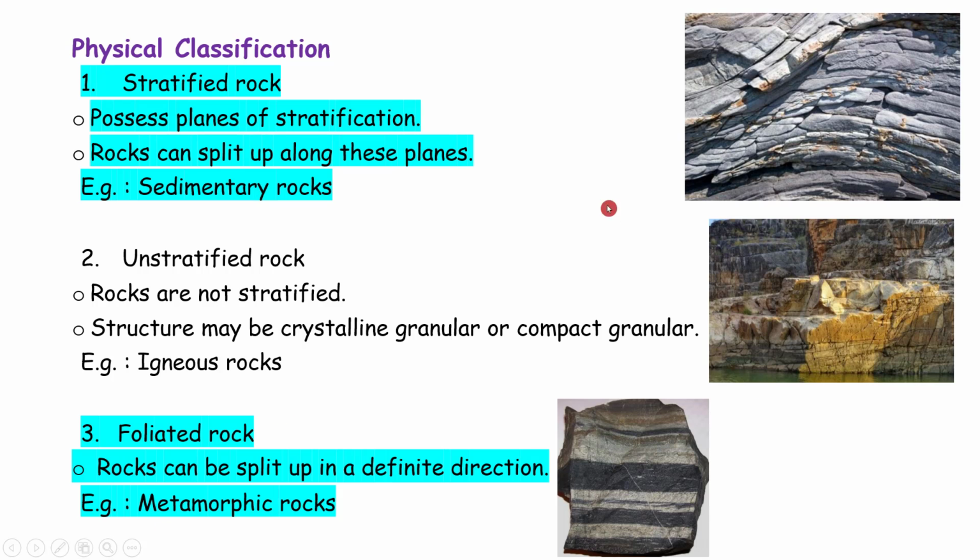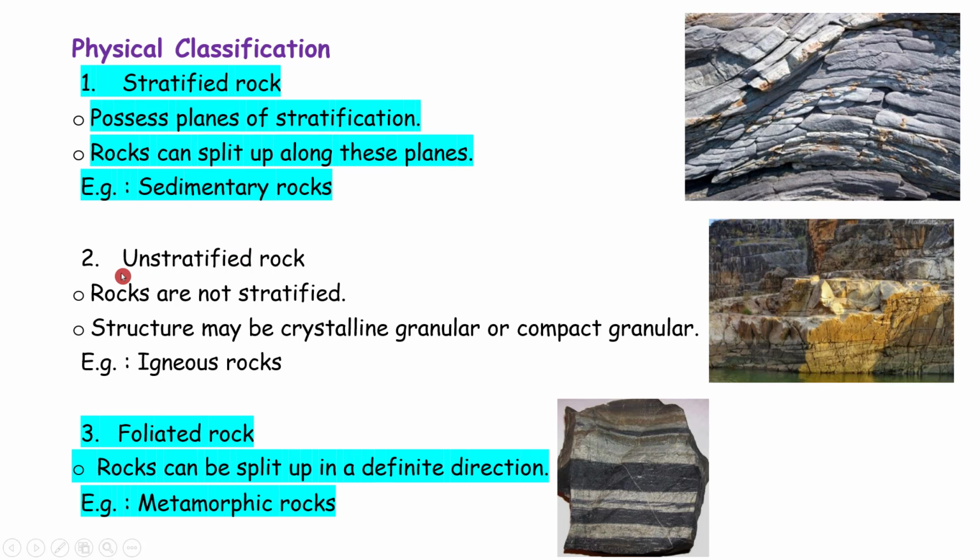Next is the physical classification, based on the physical appearance. They are stratified rock, unstratified rock, and foliated rock. In the case of stratified rock, they possess planes of stratification. Rocks can split up along these planes. An example is the sedimentary rocks, because they are formed by the deposition of materials.